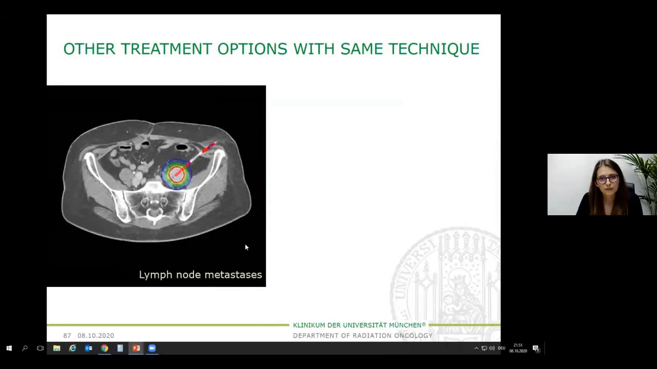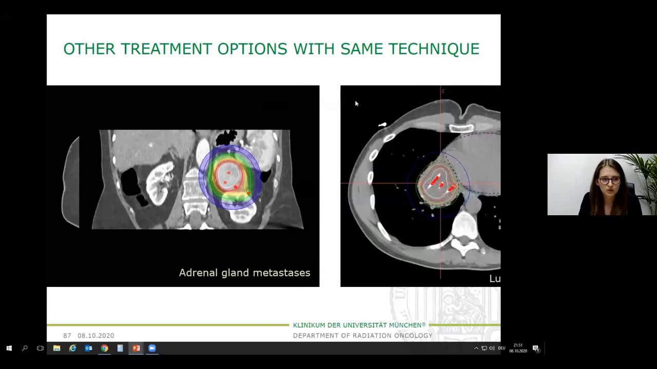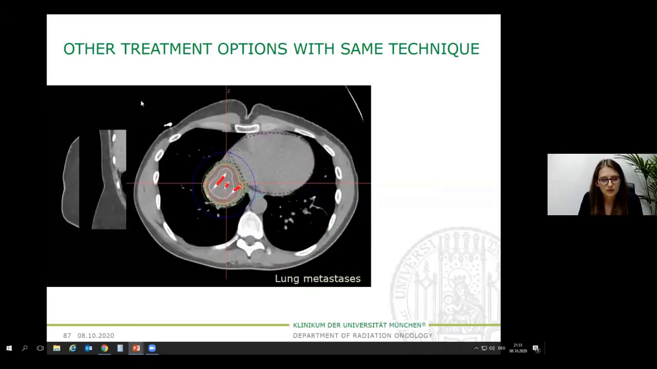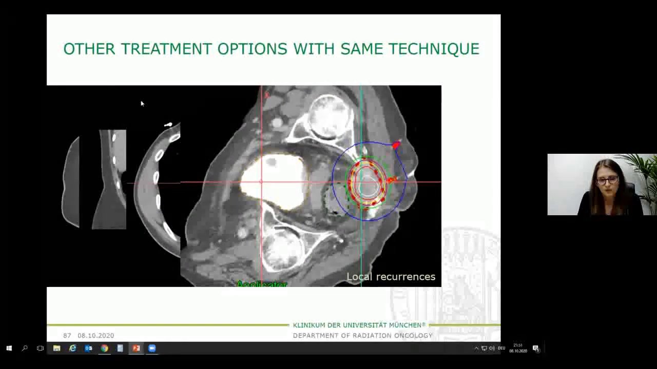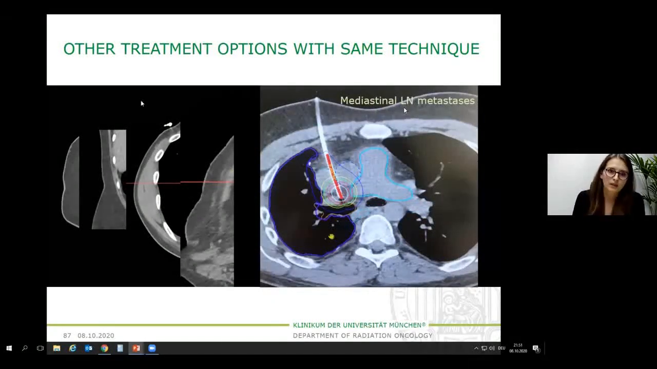Here are some examples with the same technique. You can do also lymph nodes. Here, that's an adrenal gland metastasis. You can also do kidney tumors. Here, an example of lung metastases, of local recurrences, or here also a mediastinal lymph node.